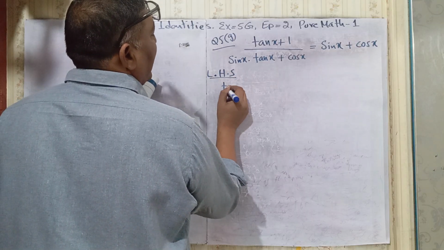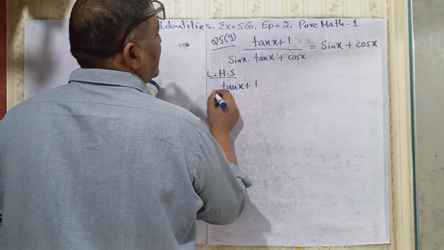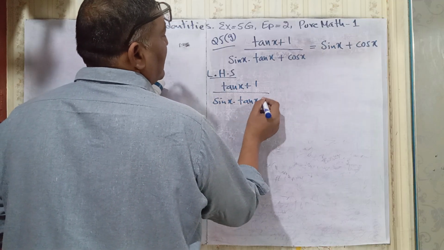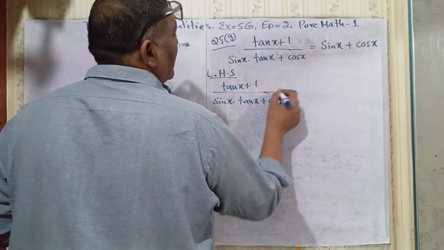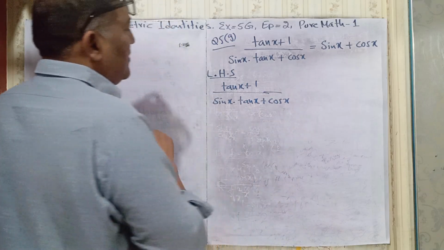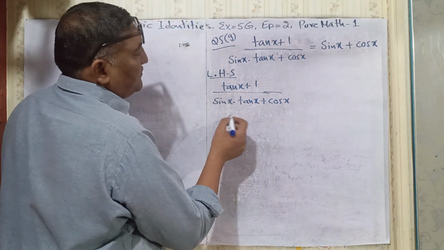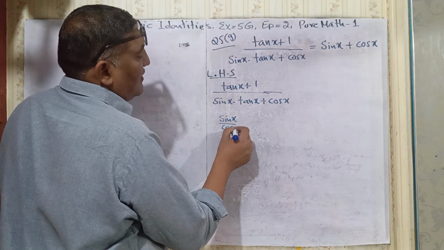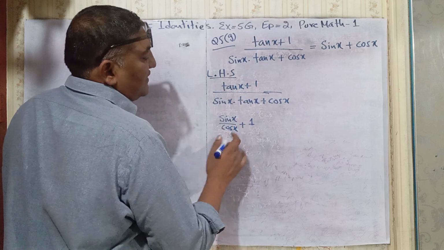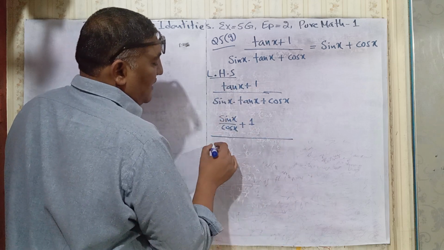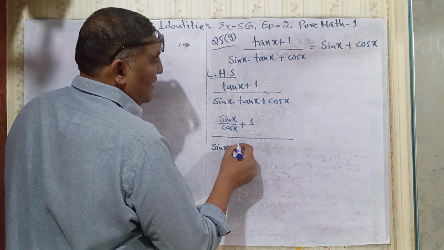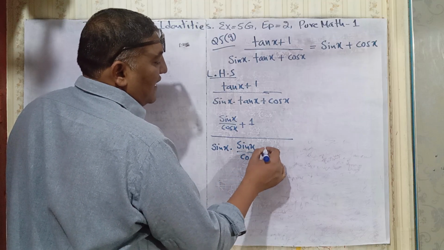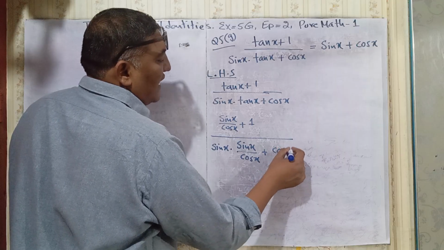It says (tan x plus 1) divided by (sine x tan x plus cos x). Very simple. I can write sine x by cos x plus 1 in the numerator. And in the denominator, I can say sine of x, and in the place of tan of x, I can write sine x by cos x, and then you have plus cos of x.